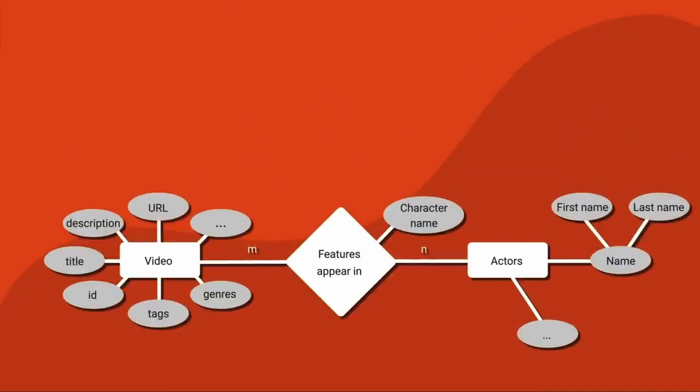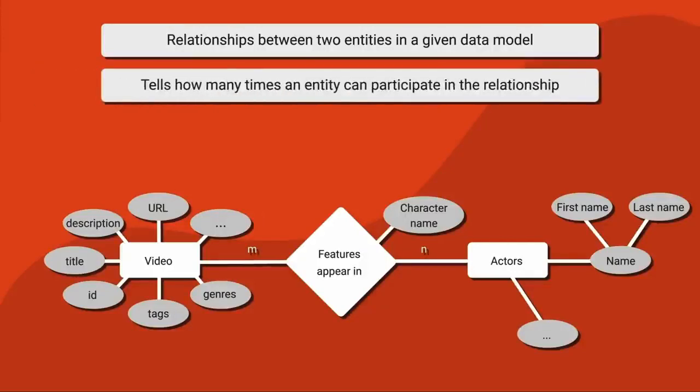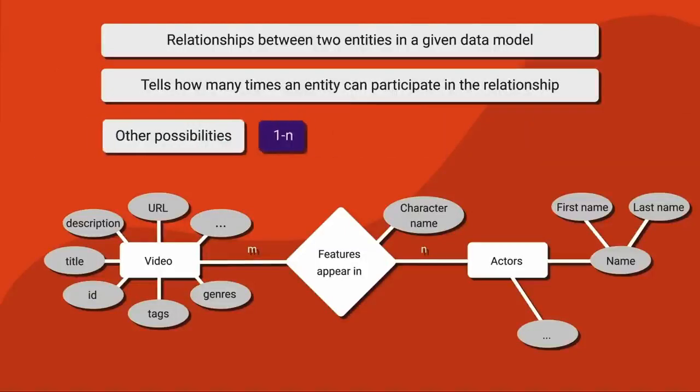The term cardinality often refers to the relationship between two entities in a given data model. Or in other words, how many instances of an entity are related to an instance of another entity. Cardinality tells how many times an entity can or must participate in a relationship. Other possibilities are 1 to N and 1:1.